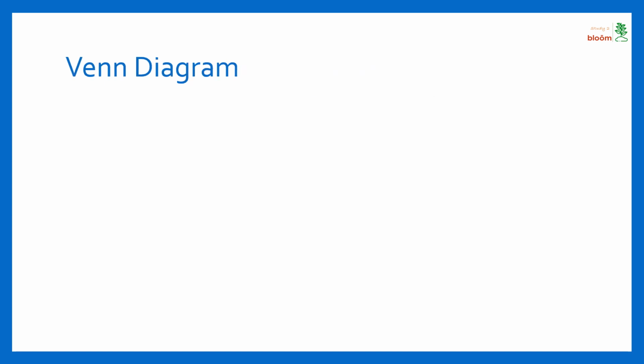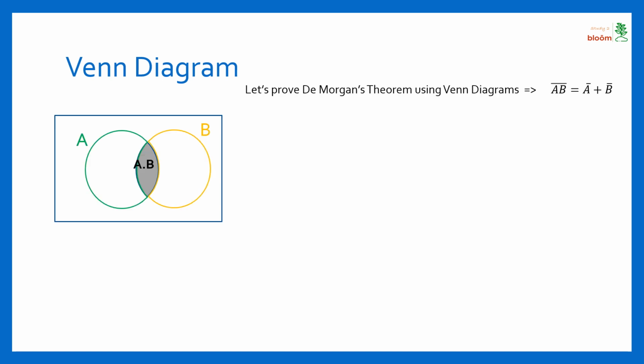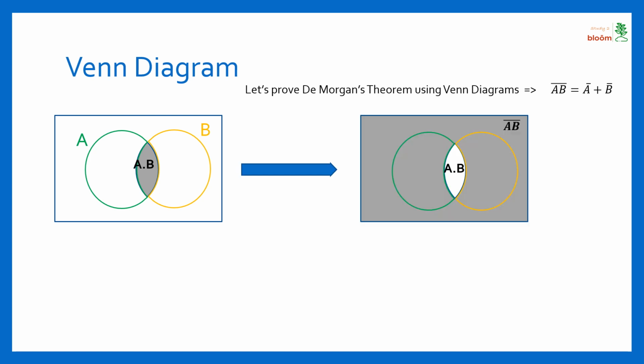Now let's see how to use Venn diagrams to prove Boolean axioms. Here we are going to prove De Morgan's theorem: negative of AB equals negative A plus negative B. So AB means A and B. If we draw A and B, the intersecting part is A and B. The negative of A and B is the total area excluding this.